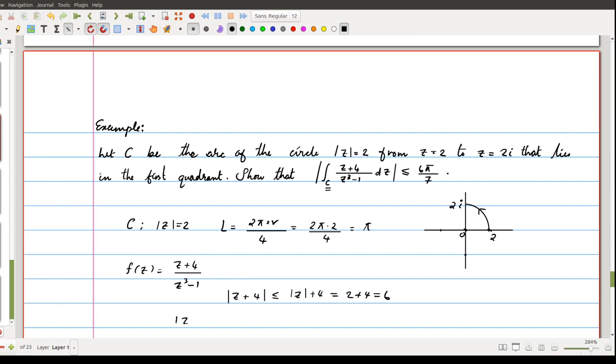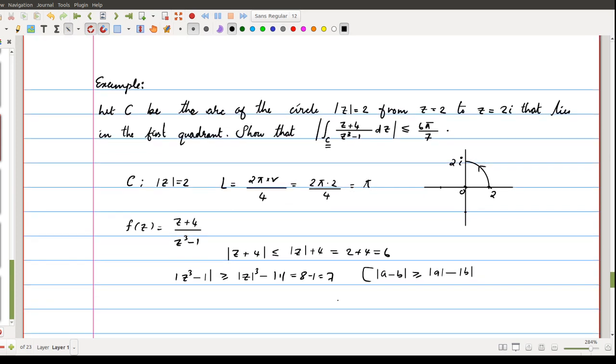Now we consider z cube minus 1. We know that mod z cube minus 1 is always greater than or equal to mod z cube minus mod 1. This is because the modulus of a minus b is always greater than or equal to mod a minus mod b. Using this fact, since mod z is 2 on the contour, we have 2 cube, that is 8, and 8 minus 1 is equal to 7. That shows that this modulus is always greater than or equal to 7. Then by taking the reciprocal, 1 by mod z cube minus 1 is always less than or equal to 1 by 7.